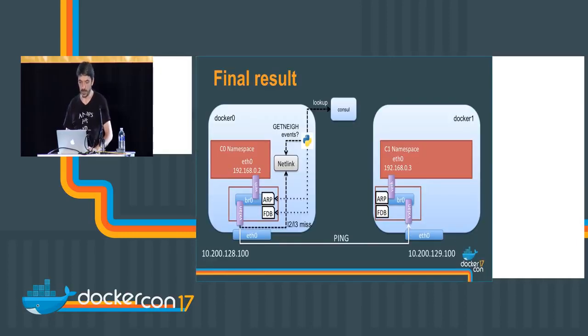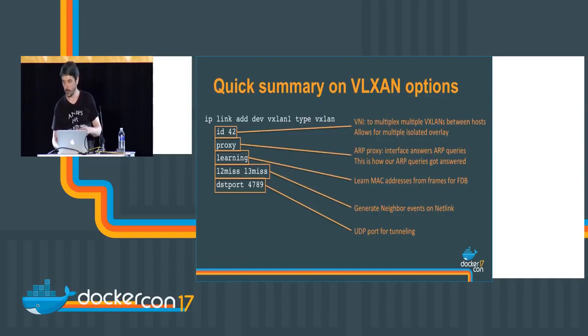So here is a summary of what we built, with the relationship between netlink, my Python script, and Consul. I've got a very quick summary on VXLAN options, which I can show you afterwards. Basically, all the options that are there are the ones you need to make it work. The most important ones regarding what we did today are L2 miss and L3 miss, which generate the GETNEIGH events. Without these options, it wouldn't work.